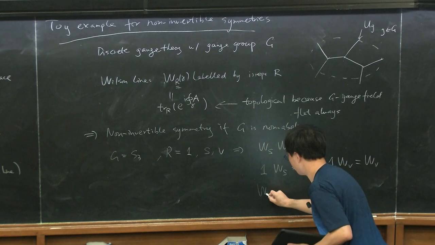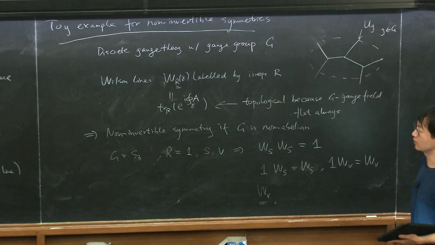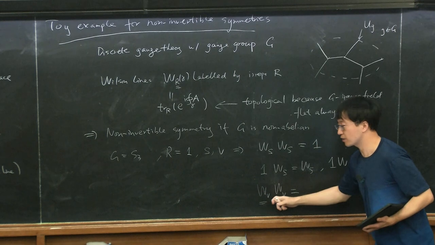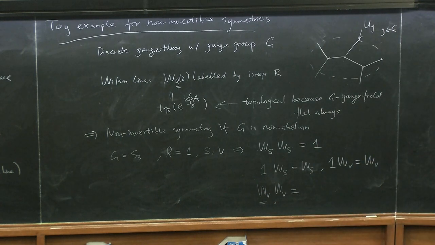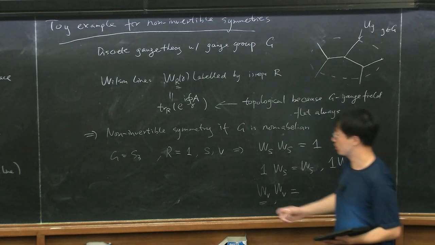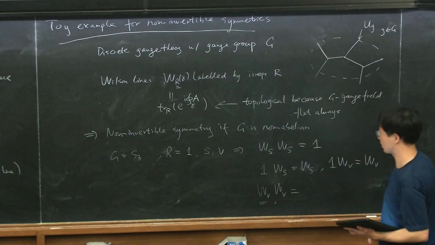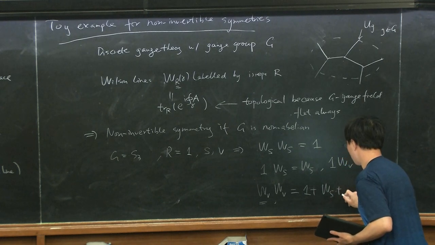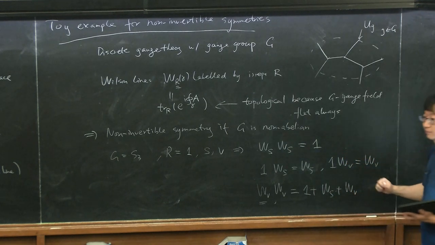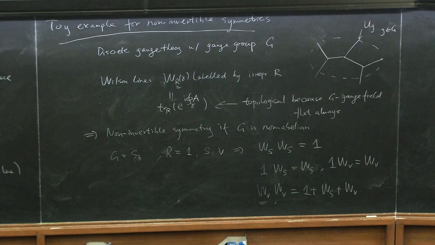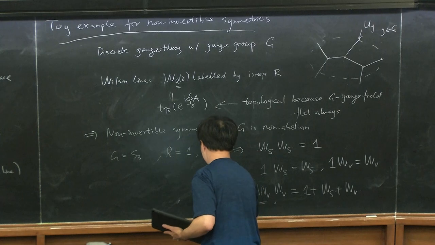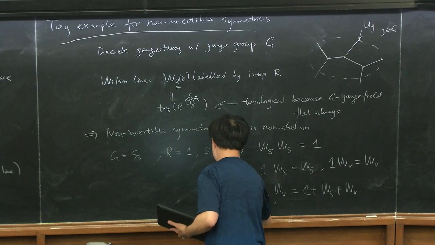Non-invertible symmetry will be generated by the Wilson loop associated with the vector representation. The key is that the tensor product of two vector representations of S3 decomposes into three representations. All three representations appear in the tensor product. As a consequence, on the right-hand side, you have this combination of Wilson loops appearing. And this is the non-invertible symmetry that we promised in this very simple toy theory.